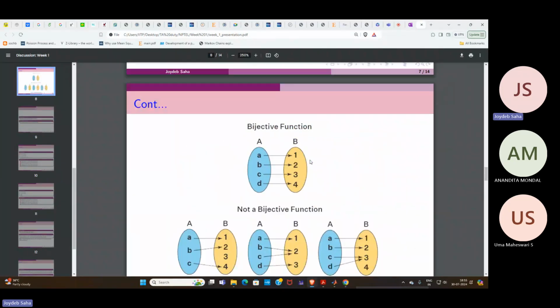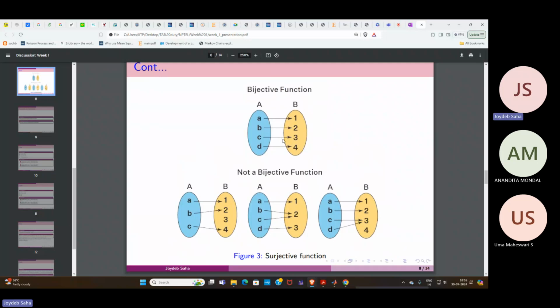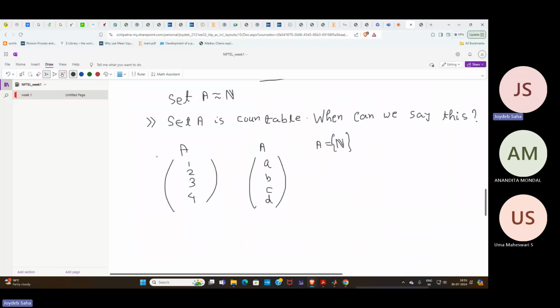Definition of bijectivity. If this is a bijective function, all the elements of set A must have an image in set B, and all the elements in set B must have a pre-image in set A. So if we are saying that set A is 1, 2, 3, 4, then it doesn't have a bijection with the natural numbers, but still it is countable because it has a finite number of elements, right?